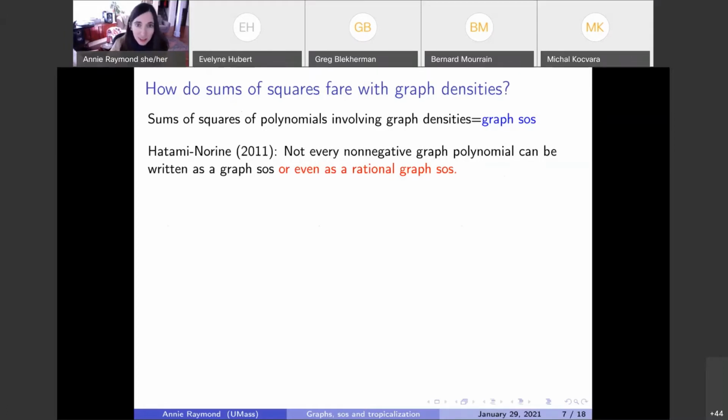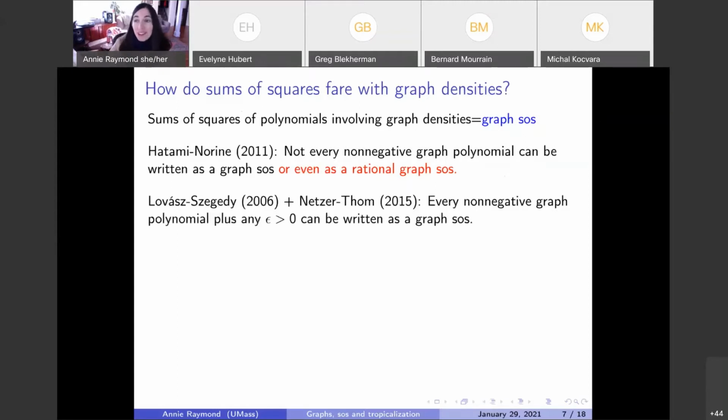So that is one first difference. So you might think maybe sums of squares is not just the right tool for the world of densities, but we know that it's actually quite good. So Lovász-Szegedy and Netzer-Thom showed that every non-negative graph polynomial plus any epsilon greater than 0 can be written as a graph sum of squares. Right, so if you're willing to be approximate, then you're going to be fine. You will be able to use the sum of squares method to solve your problem there.